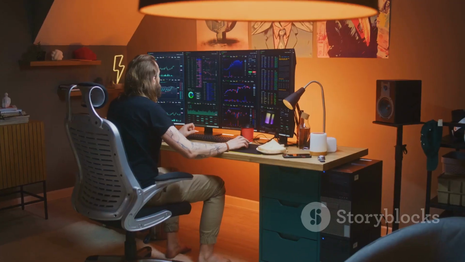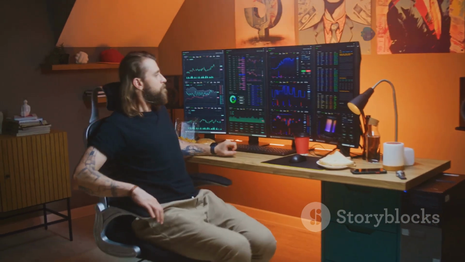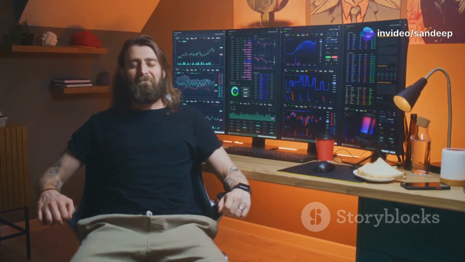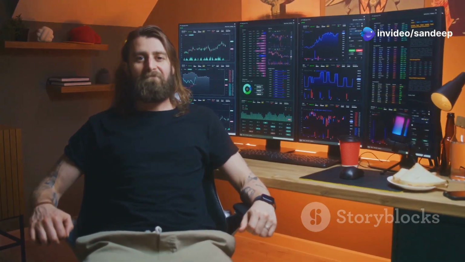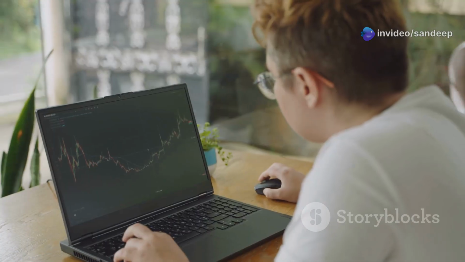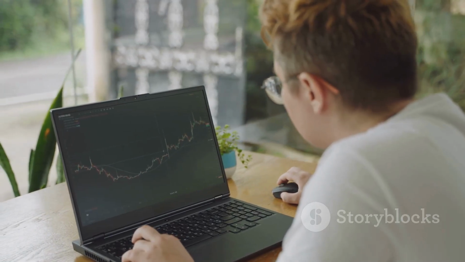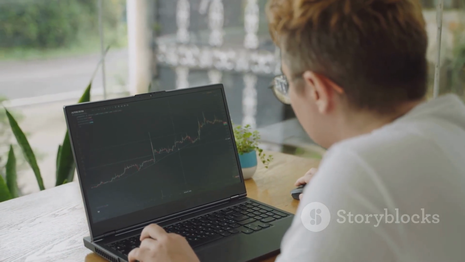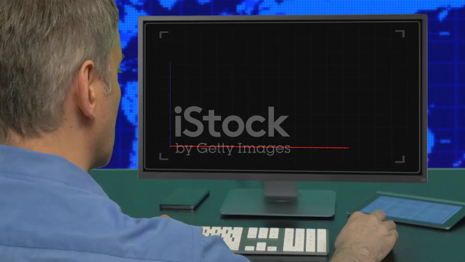By learning to read these individual candles and the patterns they form together, you can start to get a feel for the market's mood and momentum. It's the very first step in learning the language of the charts, and it's a foundational skill for any technical trader.